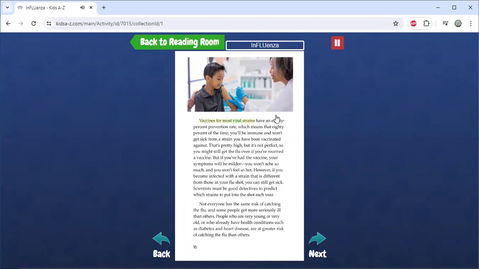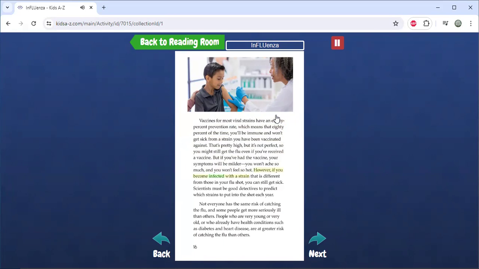Vaccines from most viral strains have an 80% prevention rate, which means that 80% of the time you'll be immune and won't get sick from a strain you have been vaccinated against. That's pretty high, but it's not perfect. So, you might still get the flu even if you've received a vaccine. But if you've had the vaccine, your symptoms will be milder. You won't ache so much and you won't feel so hot.